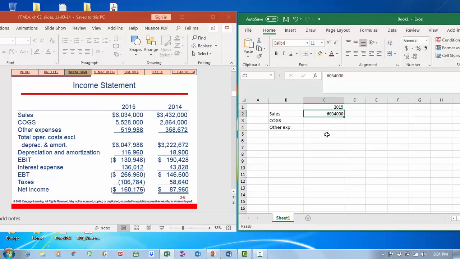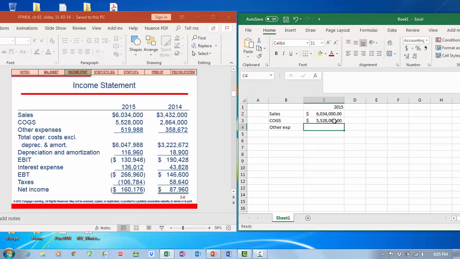And let me just mark this with a dollar sign so that you know we're trying to create it as in the PowerPoint. Cost of goods sold, again, like I had mentioned, is the corresponding expense that has gone into producing the products that have been sold. Again, it has to be a matching principle, so this is going to be 5,528,000.